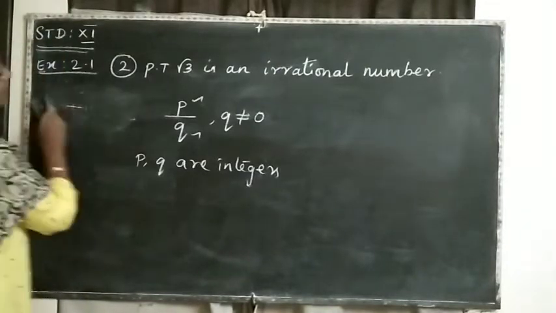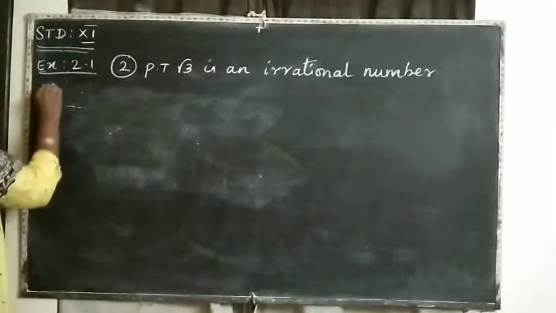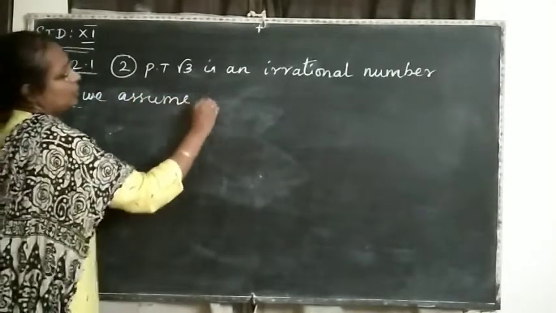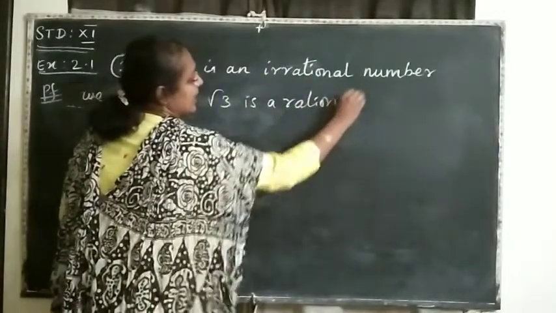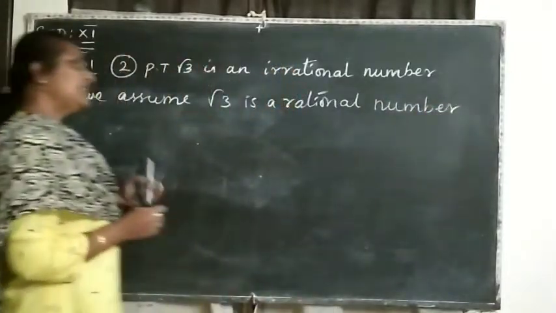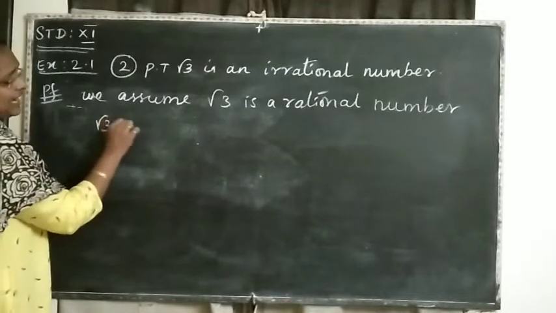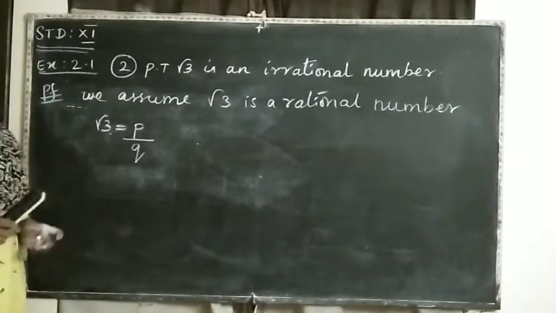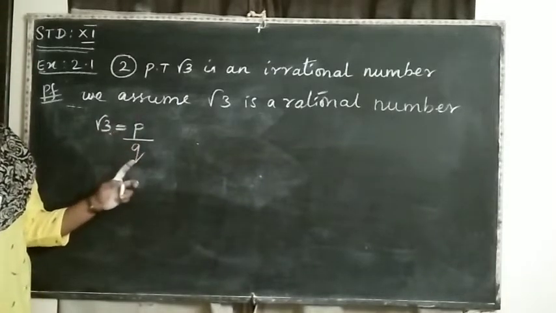In the same way, in order to prove this result, we assume root 3 is a rational number. Yes or no? Now, if root 3 is a rational number, I can express root 3 as p divided by q. Just now we have discussed, isn't it? If it is a rational number, I can express it in the form p divided by q.